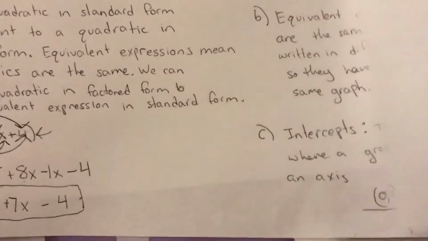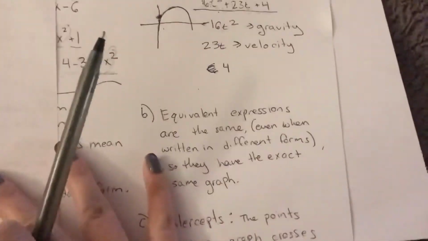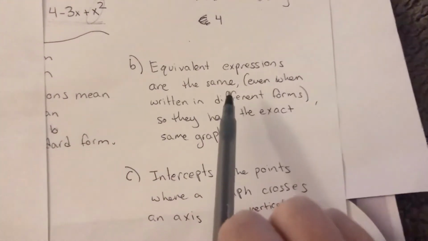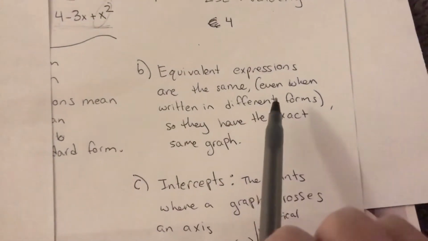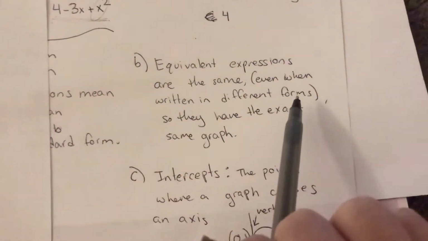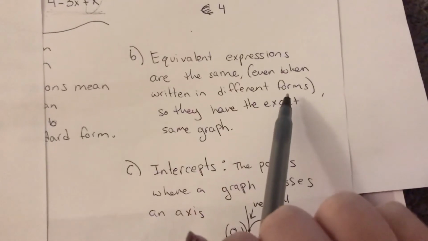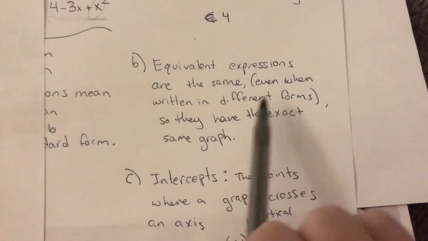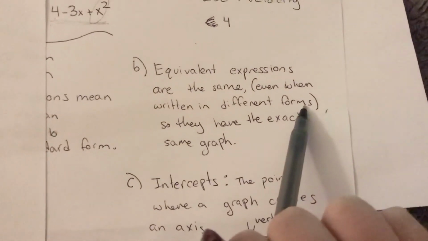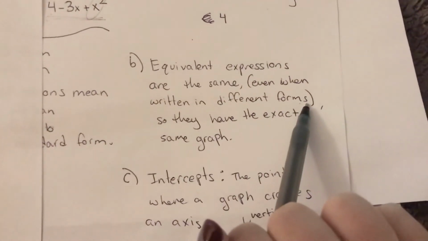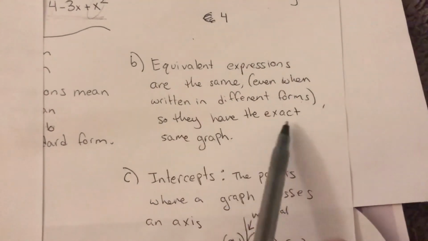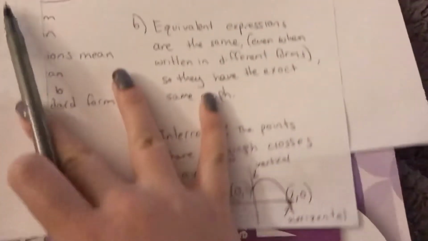All right. The last part of this video is this: equivalent expressions are the exact same. We already know that, even when written in different forms. So again, even when they look different, it's very important to expand out using the box or distributive method to see if a factored form and a standard form are equivalent. That way you have them in the same form to accurately compare. And thus, when they are equivalent, they have the exact same graph.